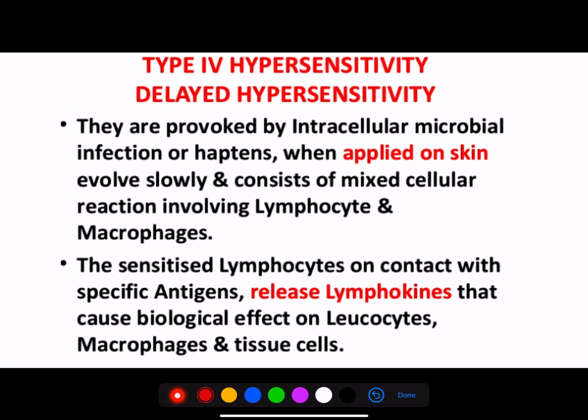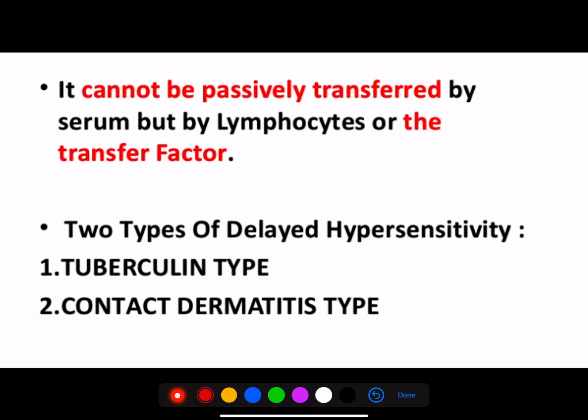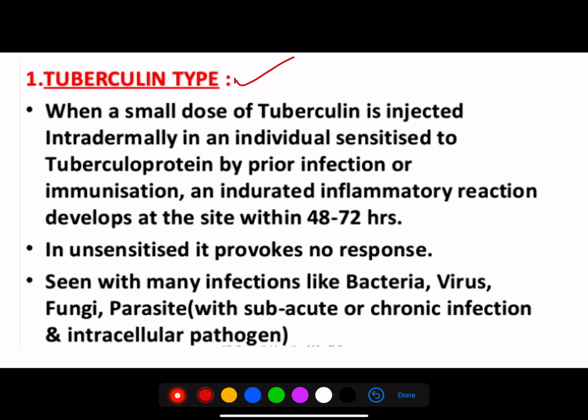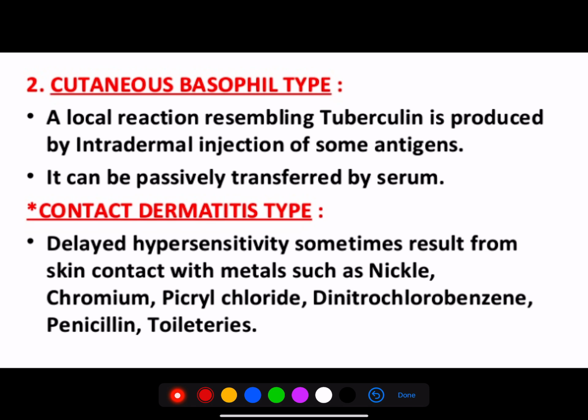The next comes type 4 or delayed hypersensitivity. We have already discussed what is involved in the delayed type of hypersensitivity. Two types of delayed hypersensitivities are there, and the examples were already given. One is the tuberculin test, useful for the initial diagnosis of TB, and the other is contact dermatitis. Please make a note in detail about the tuberculin test. The second one is the cutaneous basophilic type, a localized reaction that is almost the same as the tuberculin test when injected intradermally. The mode of injection for the tuberculin test is intradermal, and it is partially transmitted by the serum.